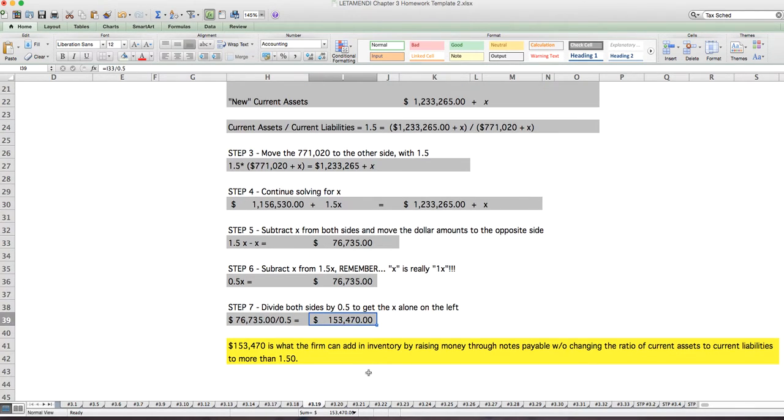So the bottom line is that $153,470 is what the firm can add in inventory by raising money through notes payable without changing the ratio of current assets to current liabilities to more than 1.5. So this is the answer to the question.